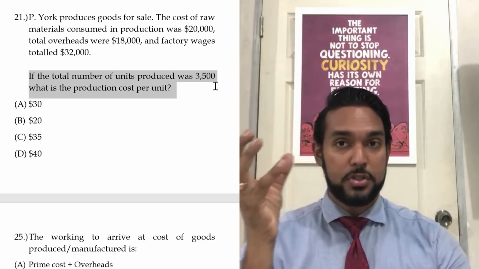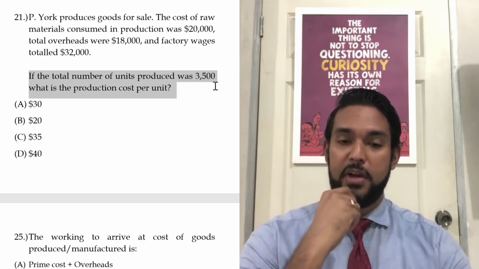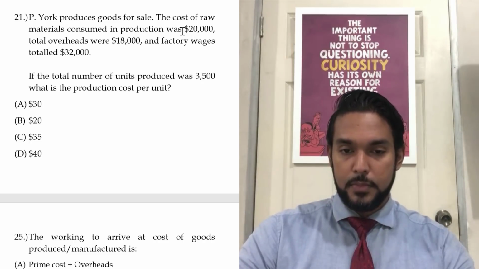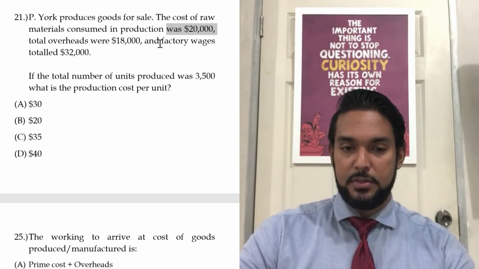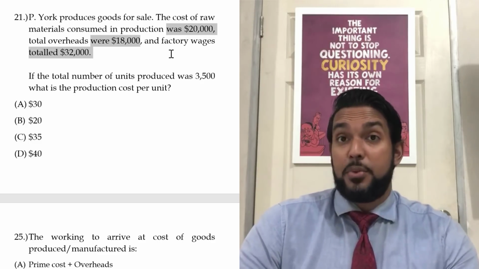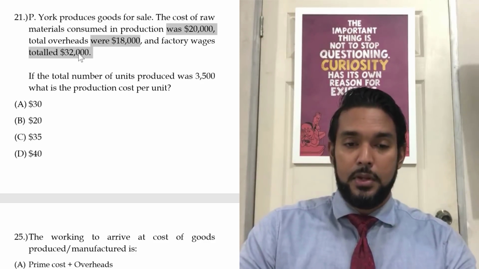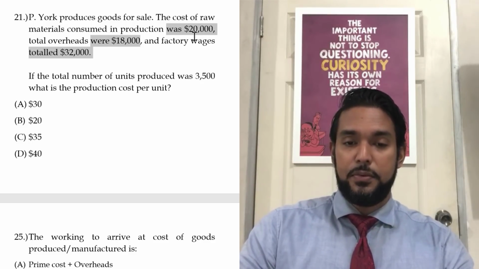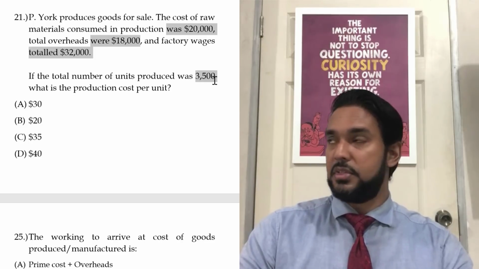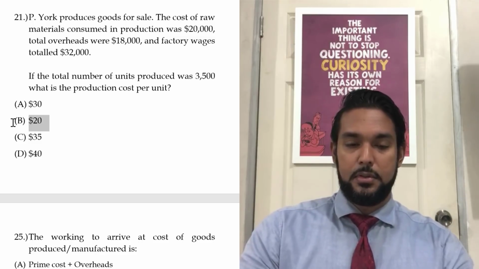Cost per unit is total cost divided by total number of units. How do we find total cost? Well, we have materials, we have labor, and we have overheads. We don't have a work in process adjustment, it's just not given to us, so you have to work with what you have. 32 and 18 is 50, 50 and 20 is 70. And we divide that by 3,500. So 70,000 divided by 3,500 is $20 per unit.